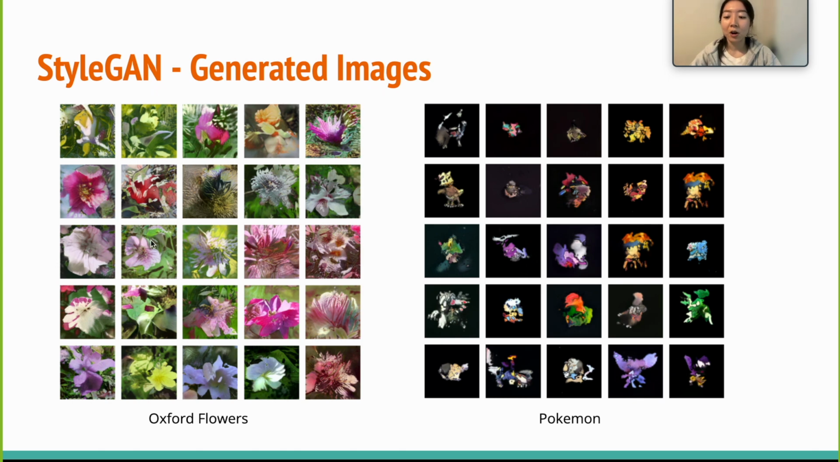On the left are images from training on the Flower dataset. The flowers are pretty realistic. On the right are images generated from training on the Pokemon dataset. The images are less realistic, but we believe it's because we do not have as many training images for Pokemon as we did for the Flowers dataset.